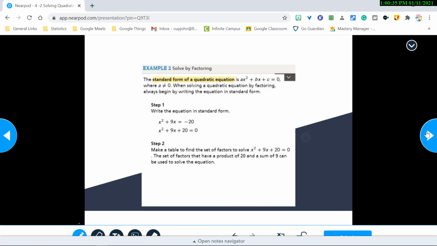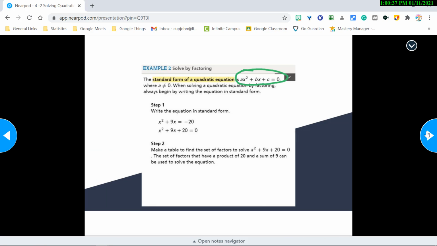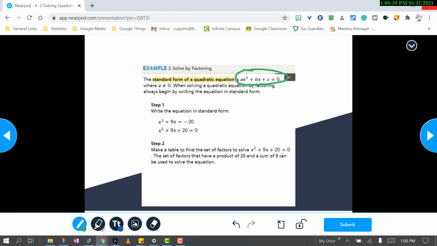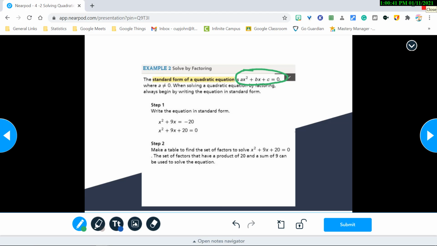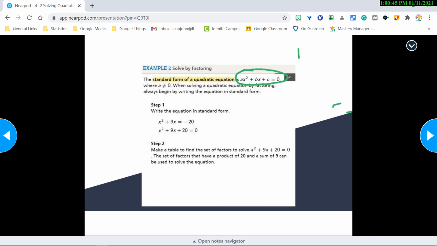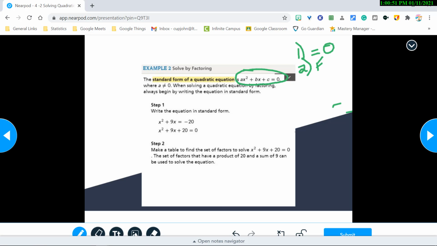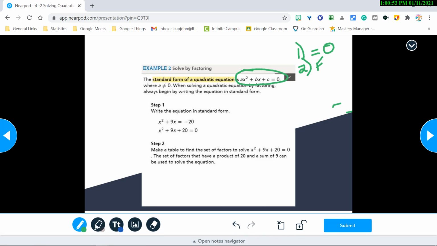So standard form is our ax squared plus bx plus c that we're used to. We need it to be equal to 0 to start this. Again, it needs to be equal to 0. Then we factor.